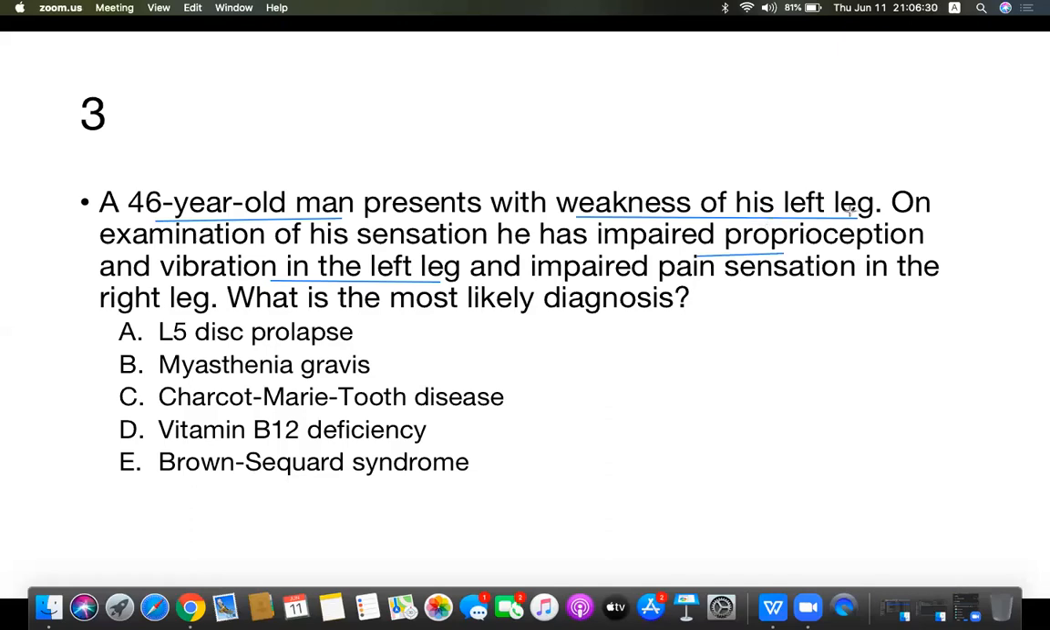That means the same leg which is paralyzed. The impaired proprioception and vibration also occurred on the same leg or same side. And there is impaired pain sensation in the right leg now. The opposite leg has lost the pain sensation. So clearly paralysis and impaired proprioception and vibration occur on the left side and impaired pain sensation occurred on the right side. Okay, so if you go to the detail of those ascending and descending tracts and sensory fibers, the dorsal column tract fibers do not cross at the spinal level.